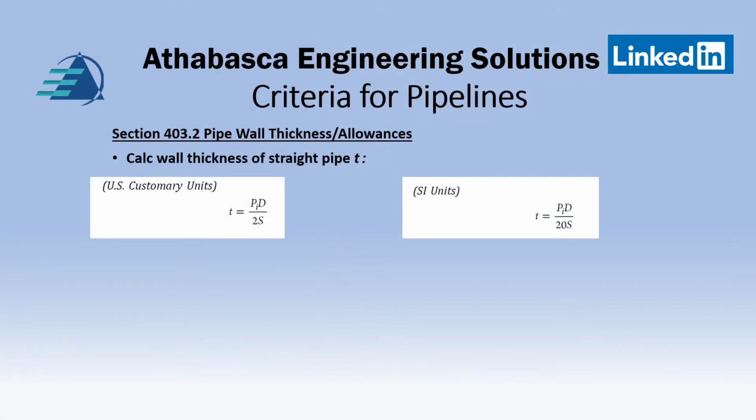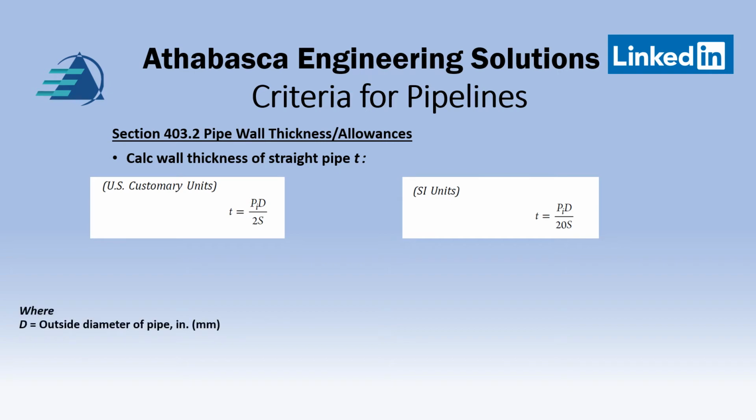Nitty-gritties of determining the wall thickness of a straight pipe. Recall from earlier presentations that these two equations, one on the left is imperial and the other one on the right is for SI, is the fundamental hoop stress equation. And it was introduced earlier, but now it's been rearranged because you're solving it in terms of the thickness T.